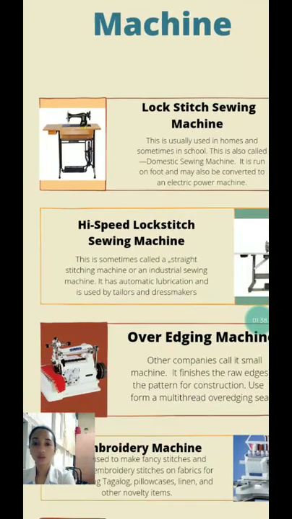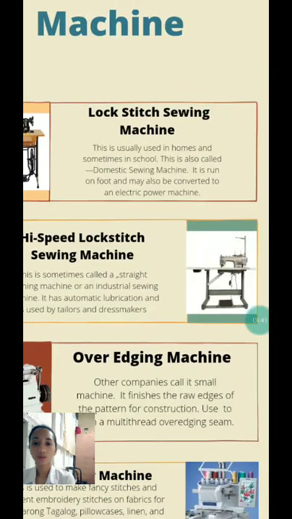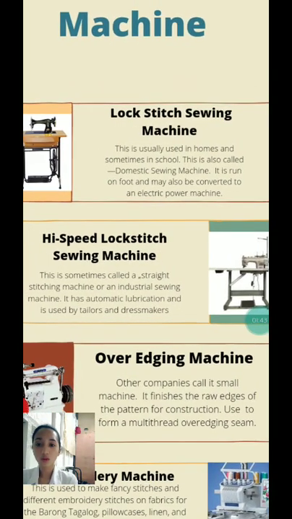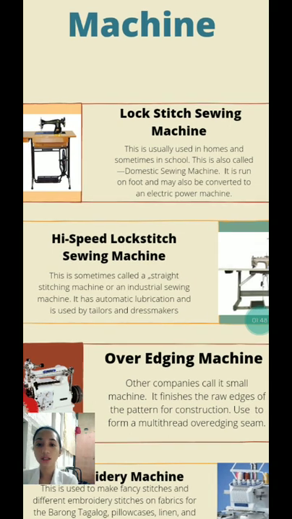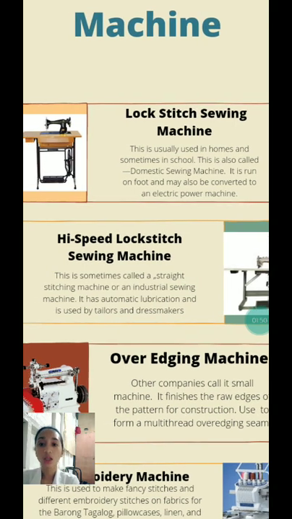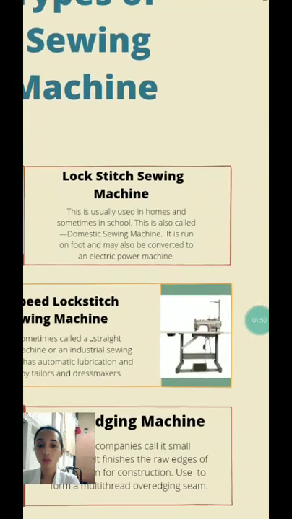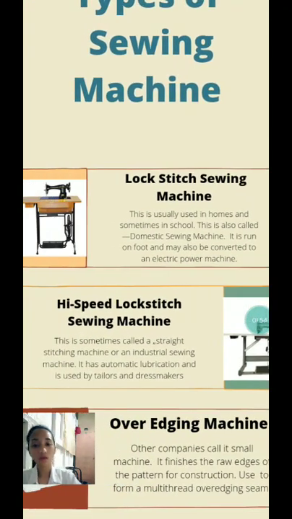Second is the high-speed lock stitch sewing machine. This is sometimes called a straight stitching machine or an industrial sewing machine. It has automatic lubrication and it is used by tailors and dressmakers. So what is the difference between the two?